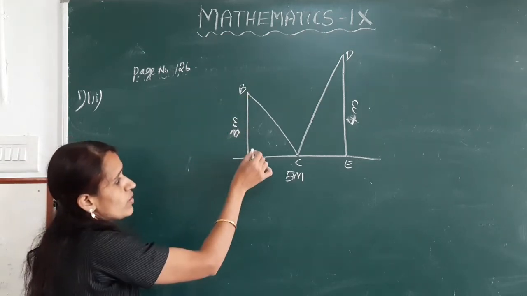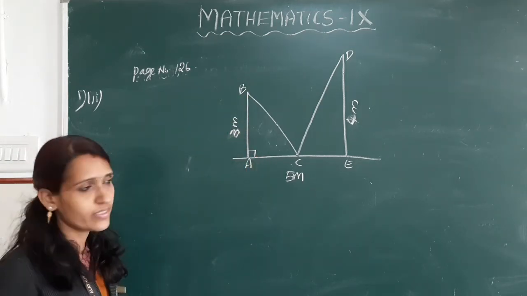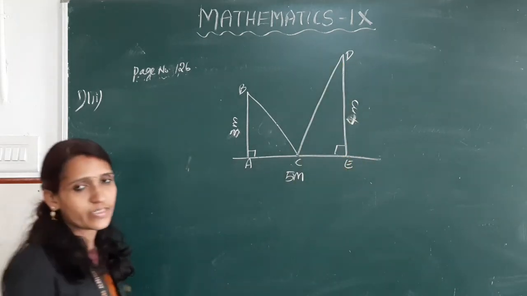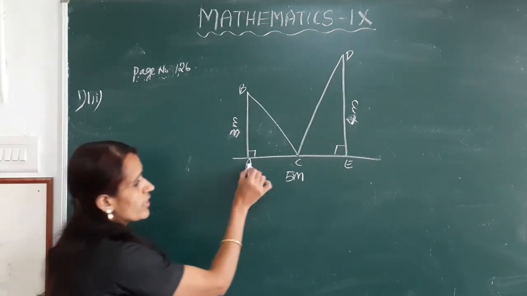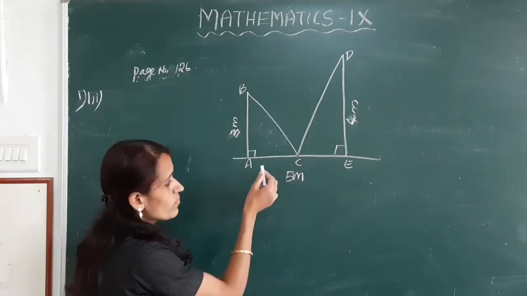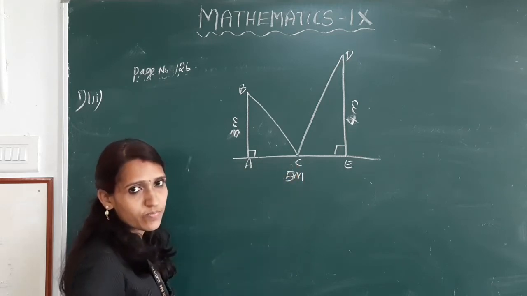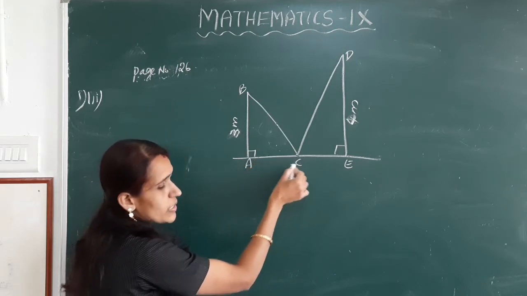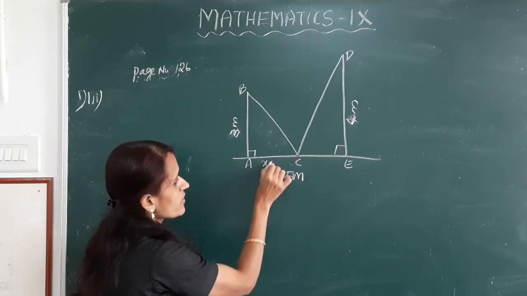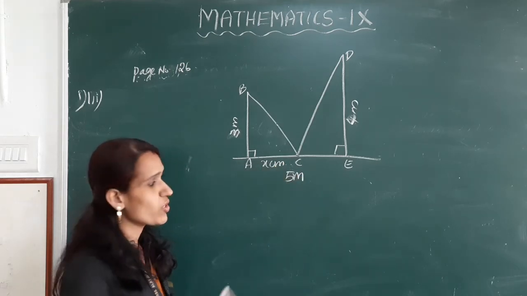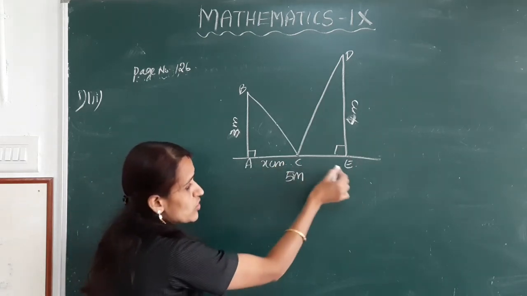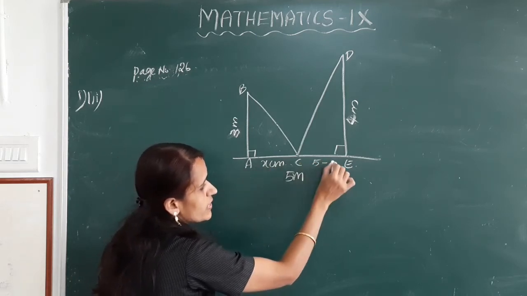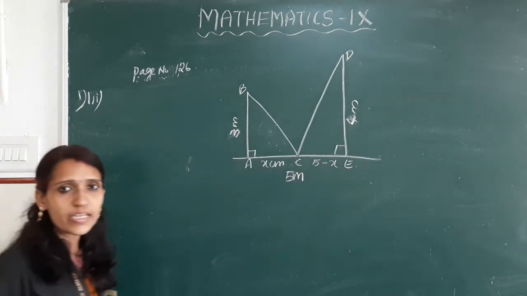AB is a pole, so angle A is 90 degrees. ED is also another pole, so angle E is 90 degrees. AE length is 5 meters. What is the length of AC? AE is 5 meters. Here AC is taken as x meters. Next, what is the length of CE? The total is 5, AC is x, so total minus AC, that is 5 minus x.